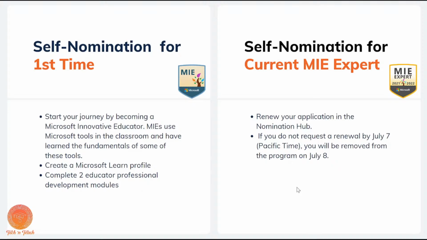What if I am a current MIE Expert? All you have to do is renew your application in the Nomination Hub, but you have to finish it quickly before the 7th of July. If you didn't do this step, you will be removed from the program on the 8th of July.